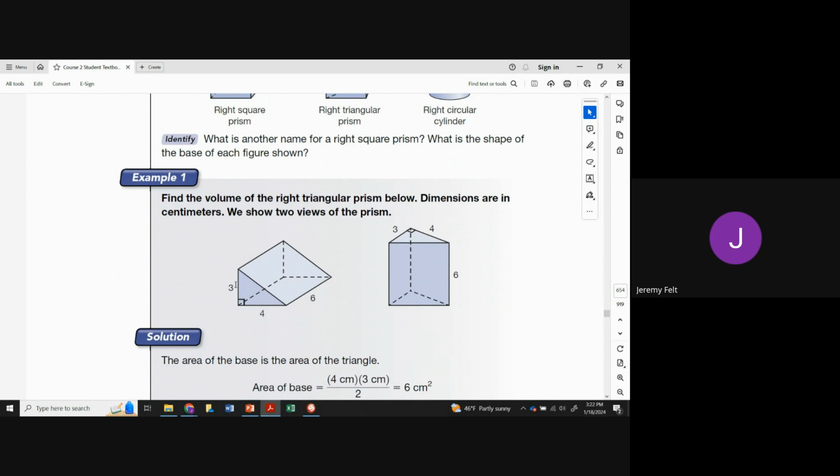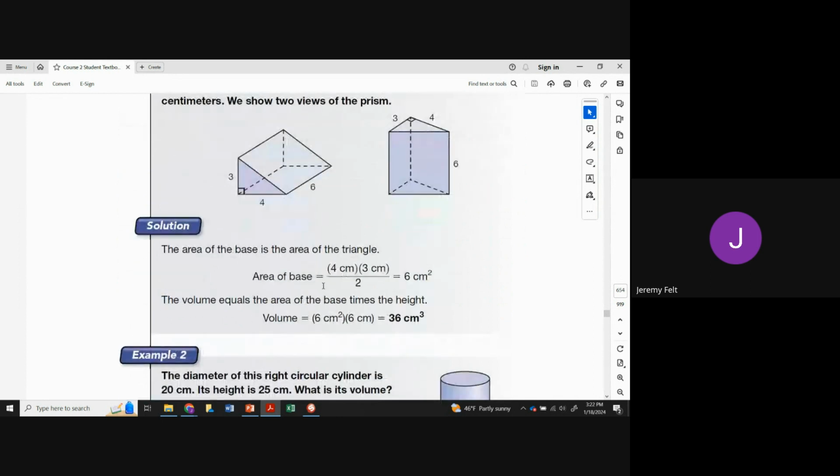Now we multiplied centimeters by centimeters, and then by centimeters. So 3 dimensions, we did 3 multiplications. That's where we get cubic units. So we don't just say 36. It's not 36 centimeters or square centimeters. It's 36 cubic centimeters.